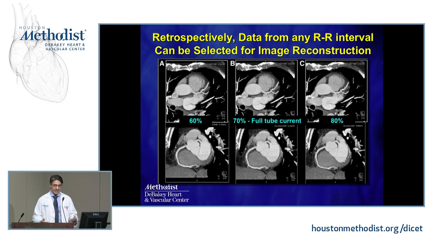This is just an example of retrospective gating. I could go back and create an image at any portion of the cardiac cycle I wanted. If I wasn't satisfied with how this RCA looked at the 60, I could recreate it at the 70 and 80 to make sure that if I did see an abnormality, it wasn't due to motion or a PVC or whatnot.